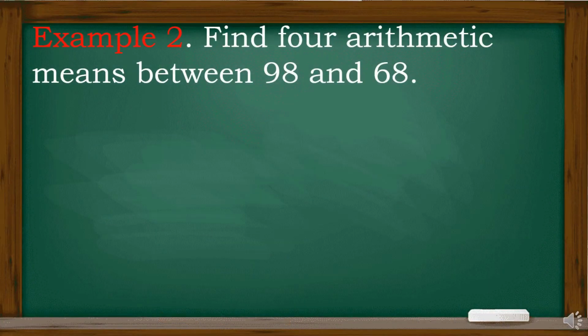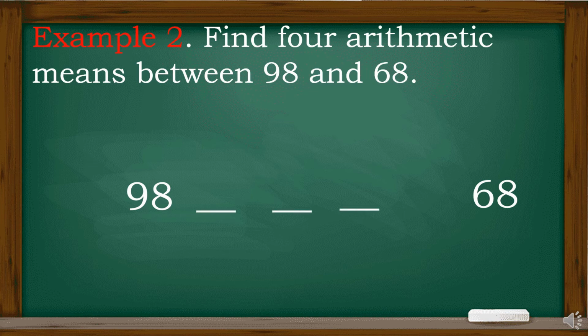I hope that you were able to understand example number 1. You may refer to your module number 2 for more discussion. Example number 2. Find 4 arithmetic means between 98 and 68. We will do the same steps that we did in example number 1. So we have 98 and 68 and the 4 arithmetic means between them.